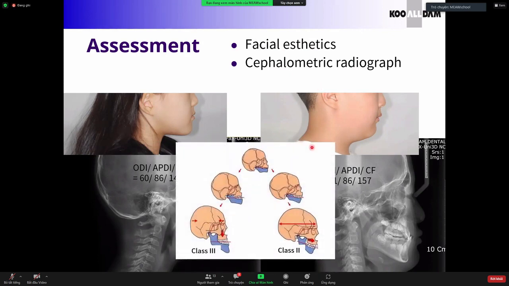As you know, a newborn baby looks like a class 2 profile. However, with growth and development, the child may change to a class 2 or class 3 profile. So you should decide which one is better, using facial aesthetics and the cephalometric radiograph.